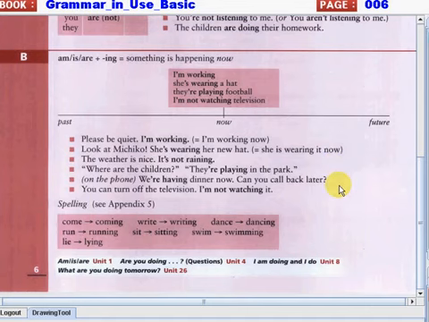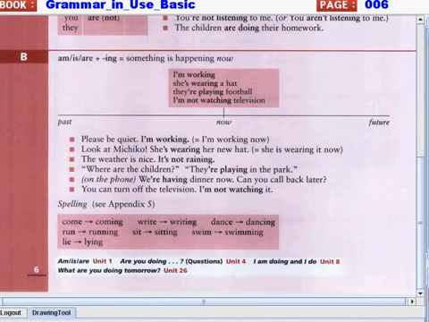On the phone? We're having dinner now. Can you call back later? You can turn off the television. I'm not watching it. So as you can see, students, it's all easy. Remember that present continuous tense, we use it for actions that are happening now or exactly now, not yet finished but still happening.